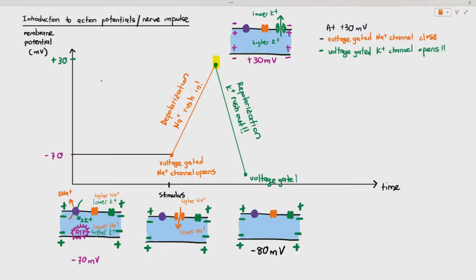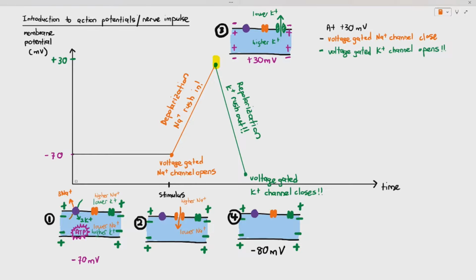It veers back into its negative boundaries, and therefore it reaches about negative 78 to negative 80 millivolts. At this moment, when it reaches here, the voltage gated potassium ion channels will close. From point number 3 to point number 4 is repolarization.